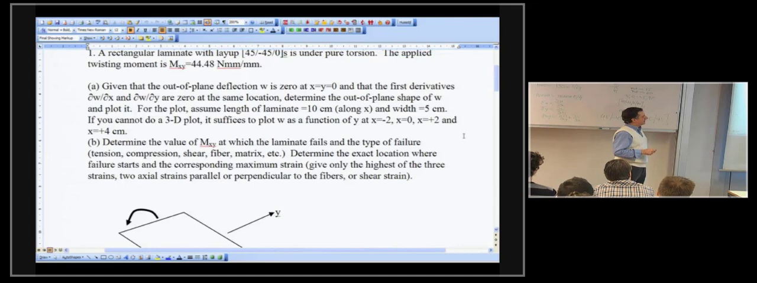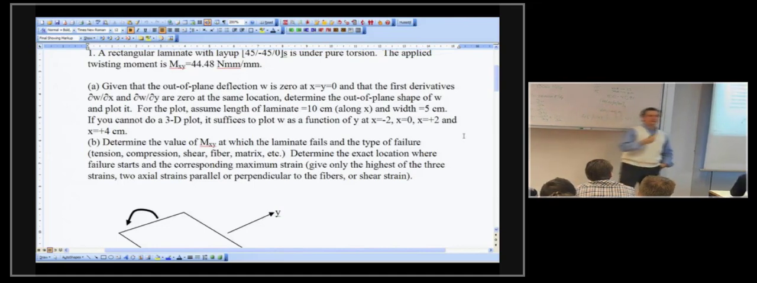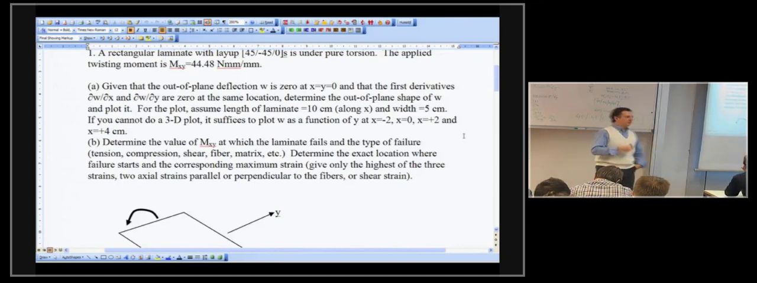Determine the value at which the laminate fails and the type of failure. So with Colibri or whatever else you want to use, you apply this load, and you have to tell me the maximum value of Mxy. It may not be 44.48. The 44.48 is just so that when you do the plot later on, we'll have some actual shapes to compare. But find at what value of Mxy you get failure, which ply fails, and in what form.